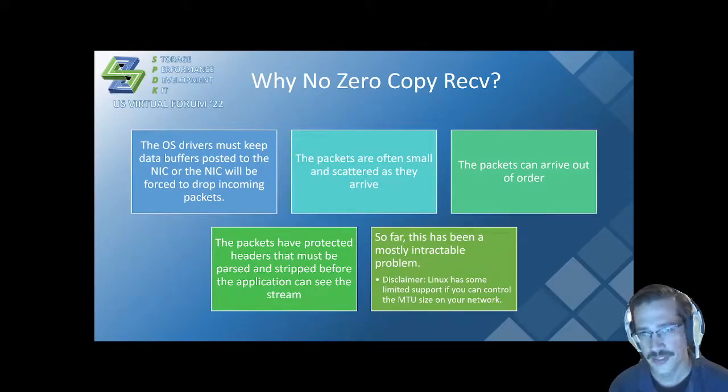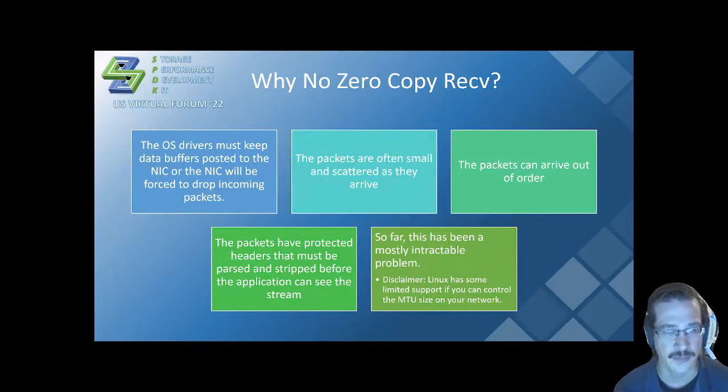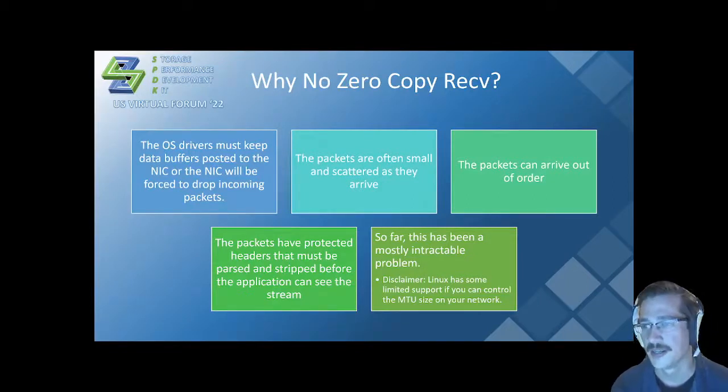So far, this has been mostly an intractable problem, other than a couple of really minor cases. Whereas if you can control the MTU size to be a multiple of the page size, you can mmap the socket and see the kernel buffers, which has some use. It's still reasonably expensive, but if you have ultimate control over your network, that's possibly an option. It's not for SPDK today. So we will come back to this at the very end of the talk.